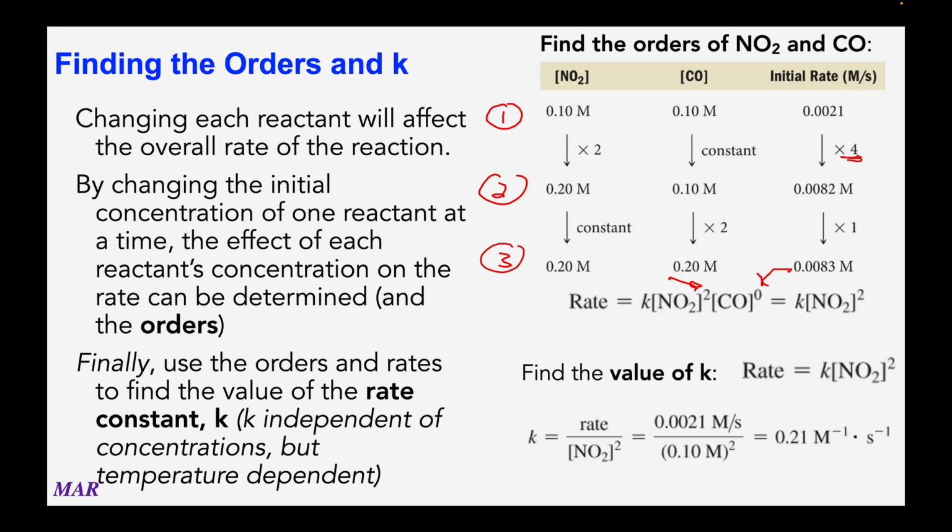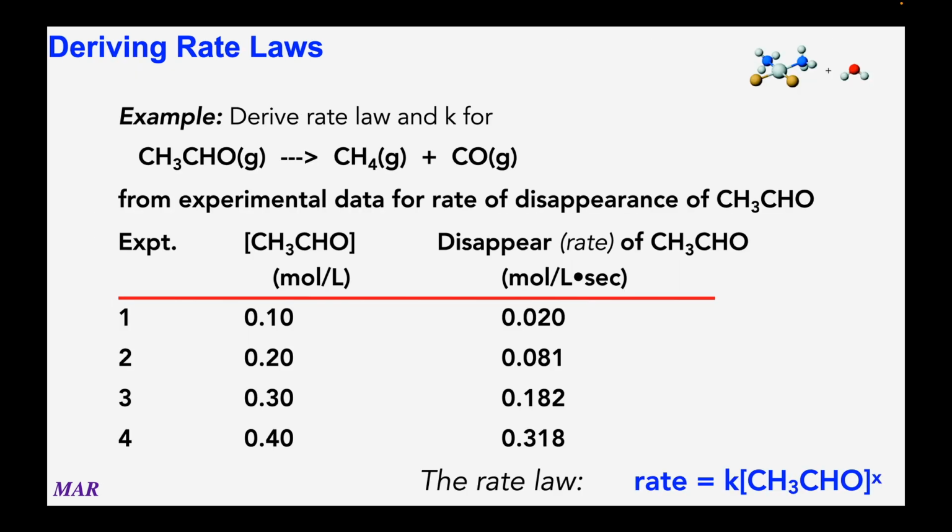But hopefully this gets you an idea not only to how to find the orders, but also then how to find the value of the rate constant K. Here's an example. We have a compound called ethanal. Ethanal is an aldehyde. You don't need to worry about that, but aldehydes do sometimes break down. In this case, it's breaking down into CH4, which is methane, and CO, which is carbon monoxide.